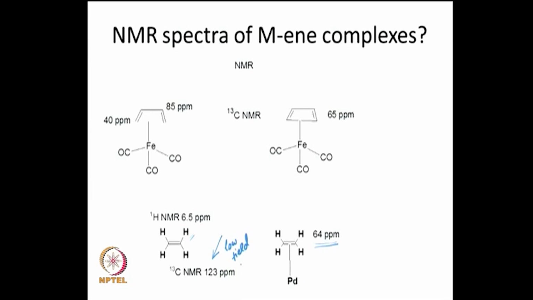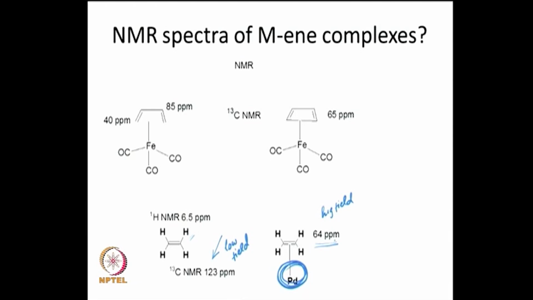And what happens is, when you put a metal atom next to the ethylene, then it goes to a high field. It is a high field, it is a low value of ppm. So, this is indicative of the fact that you have a large amount of electron density around the palladium, and this electron density is shielding the carbon atom from seeing the effective magnetic field, and so you need to apply a high field in order for the resonance to occur.